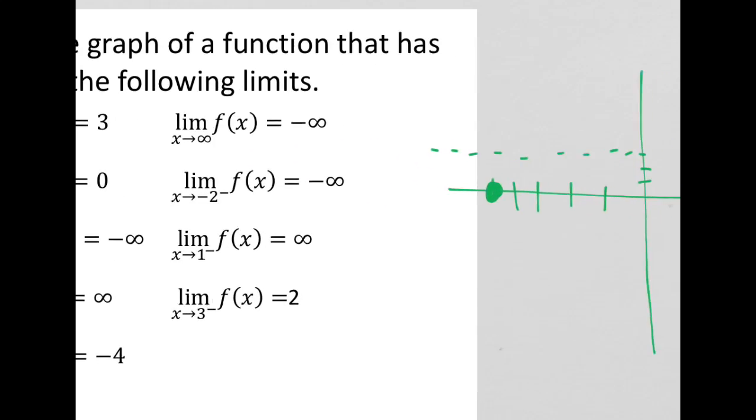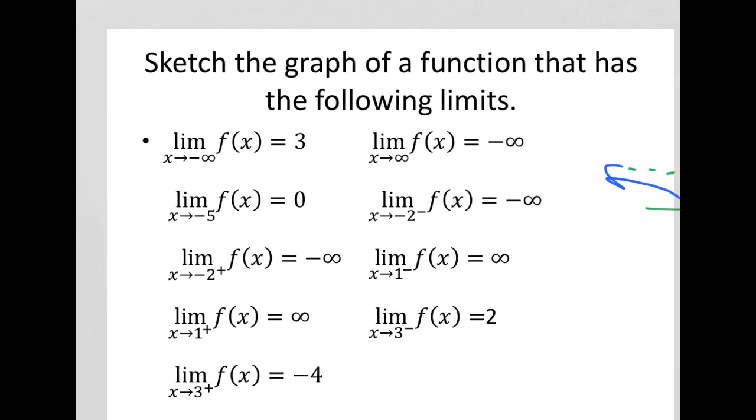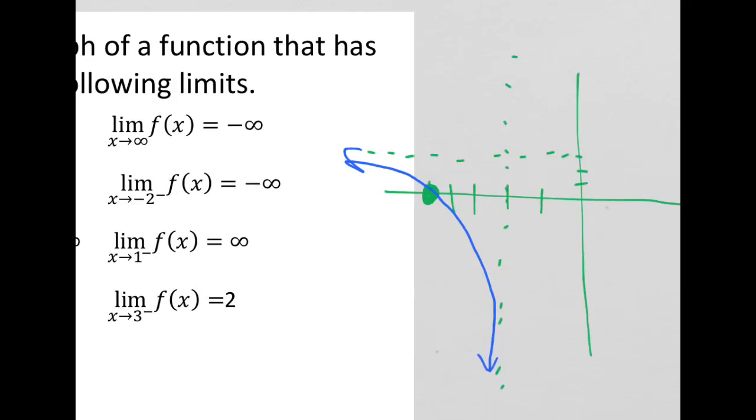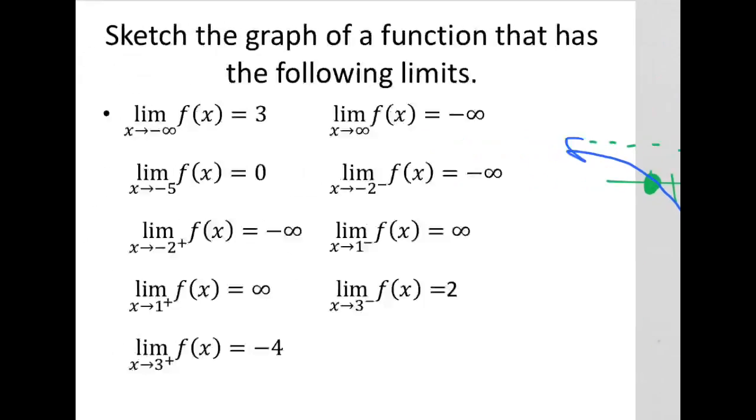As x approaches negative 2 from the left, my limit is negative infinity. So from the left of negative 2 there, I'm going down to negative infinity. So I know that's going there. I have that 0 and I'm leveling off, so I have that behavior already. As x goes to negative 2 from the right, I'm also at negative infinity. So that branch there is down.